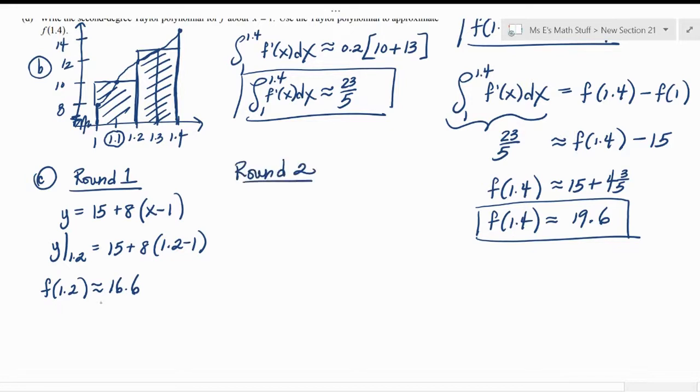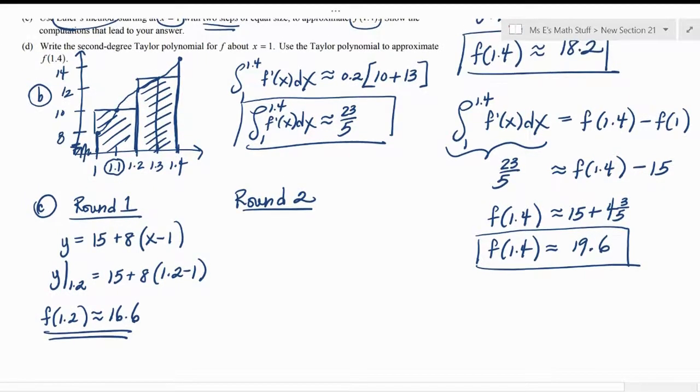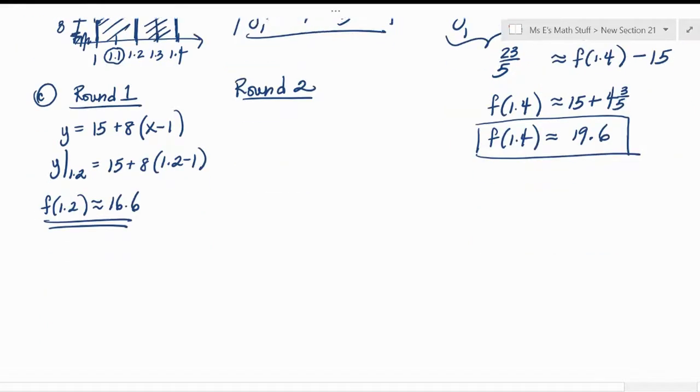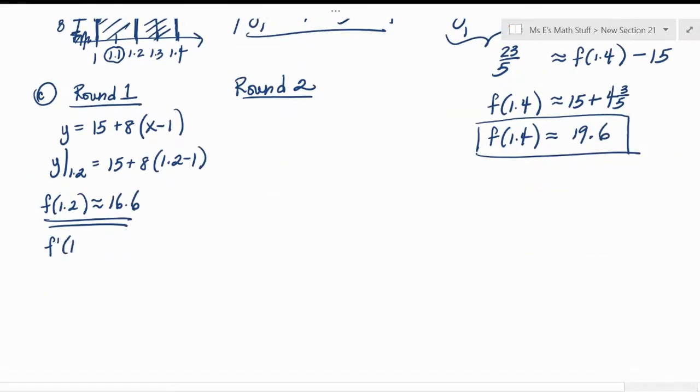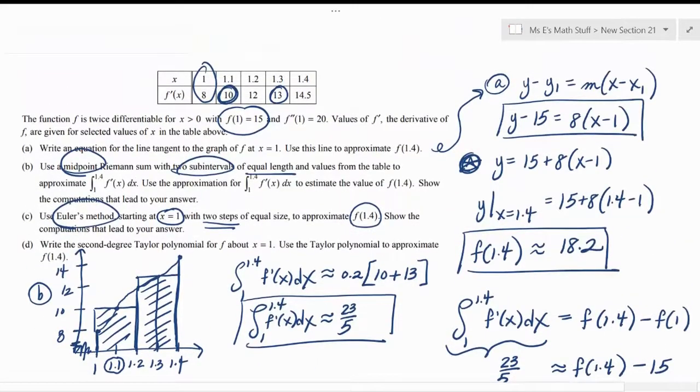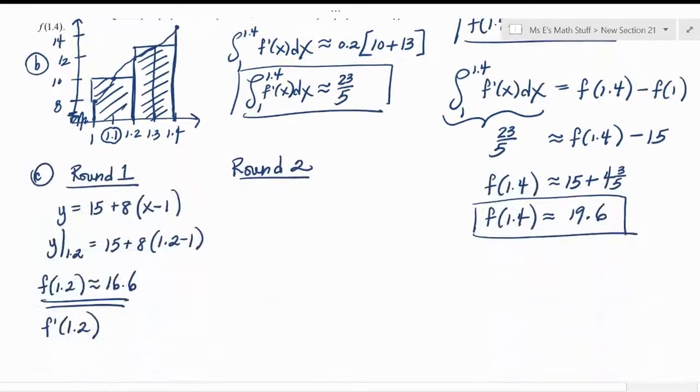Round 2 is when you would use this number, the 1.2 and 16.6, as your point of tangency, and then you just need to know the slope of the tangent line. So I'll just write it down here. We also need to know what f prime of 1.2 is. So let's see, where could we get that information? Oh, right here. So f prime of 1.2 according to the table is 12. So I would have y minus 16.6 is equal to 12 times x minus 1.2.